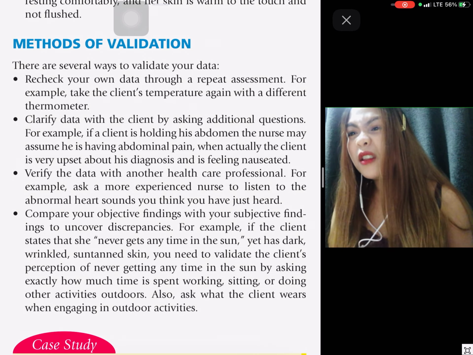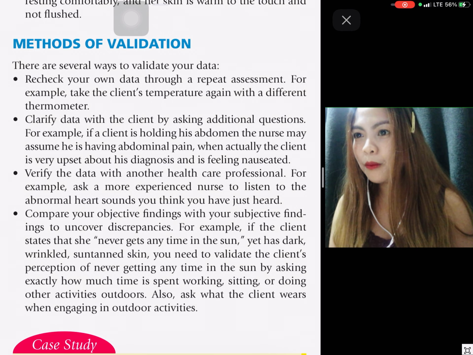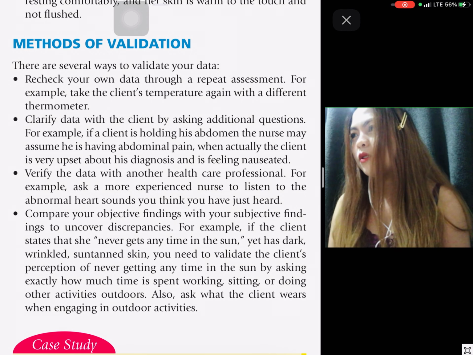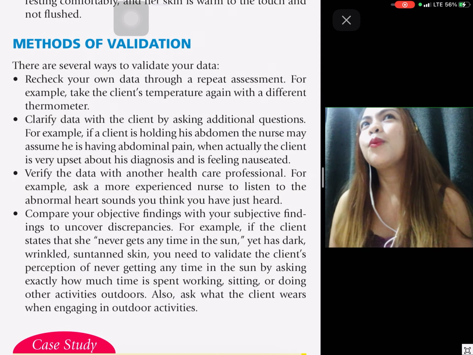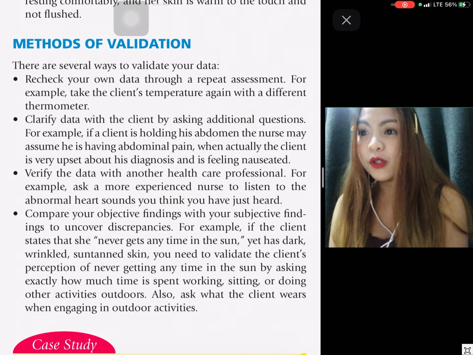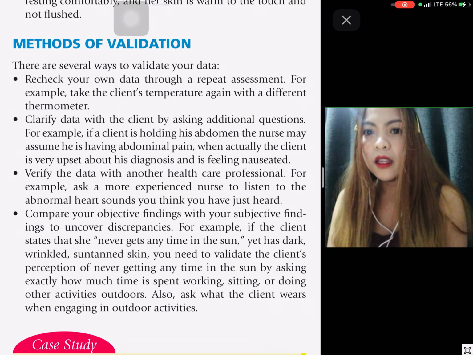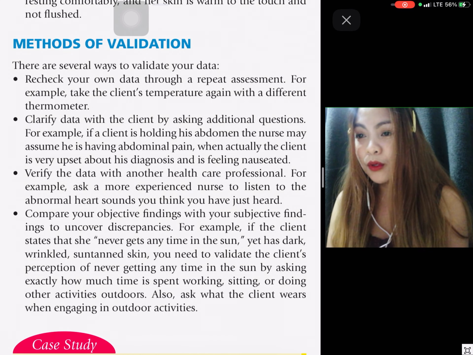Or depende, case-to-case basis kasi yan. May iba naman na, ako, para akong masusuka kapag na-stress ako. So, para akong masusuka pero hindi naman masakit yung tiyan ko. Feeling nauseated. So, hindi tayo pwedeng mag-assume na ganun. Kailangan natin tanungin si sir or si ma'am or yung client natin mismo. Verify the data with another healthcare professional. Walang masamang magtanong. If you aren't sure with your data, pwede kang magtanong sa another nurse.